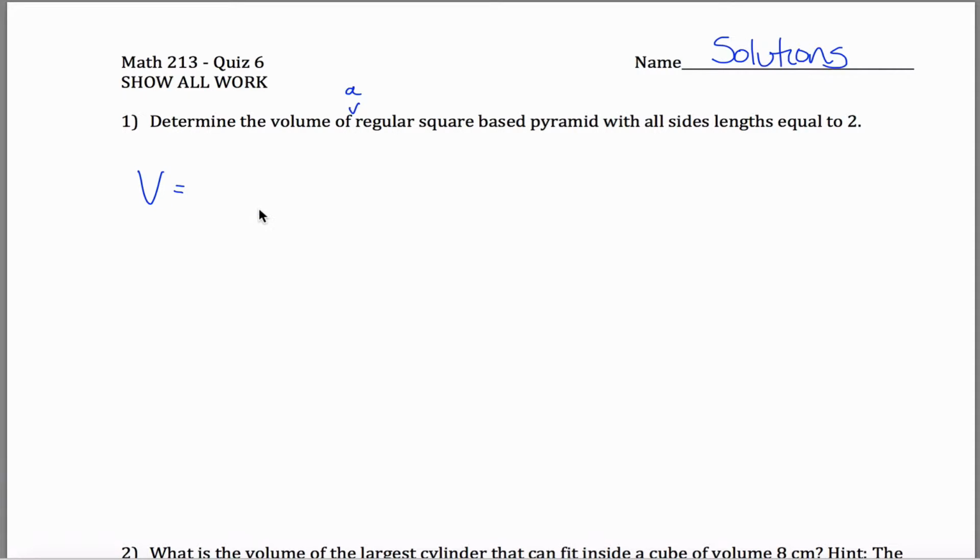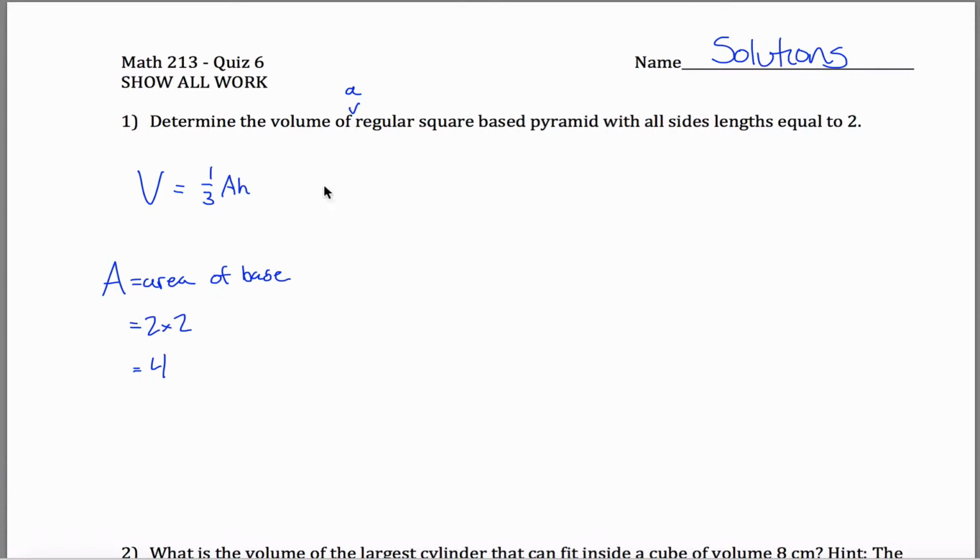The first thing is that the formula for the volume of any pyramid is 1/3 times the area of the base times the height. And in this case, the area of the base, A equals area of base, which is pretty easy because our base is a square and all side lengths are equal to 2. So the area of the base is equal to 4 units squared, I guess, if you care about the units. Unfortunately, much more challenging is figuring out the height.